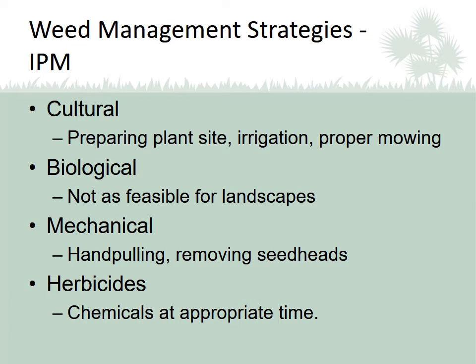Biological controls aren't as feasible for landscapes. There really aren't a whole lot of options for biological control. That's used in certain circumstances for mostly invasive weeds, invasive plants. Some examples would be the air potato beetle. There have been other beneficial insects released for other aquatic weeds, but for a homeowner, there's very few potential uses for biological control.